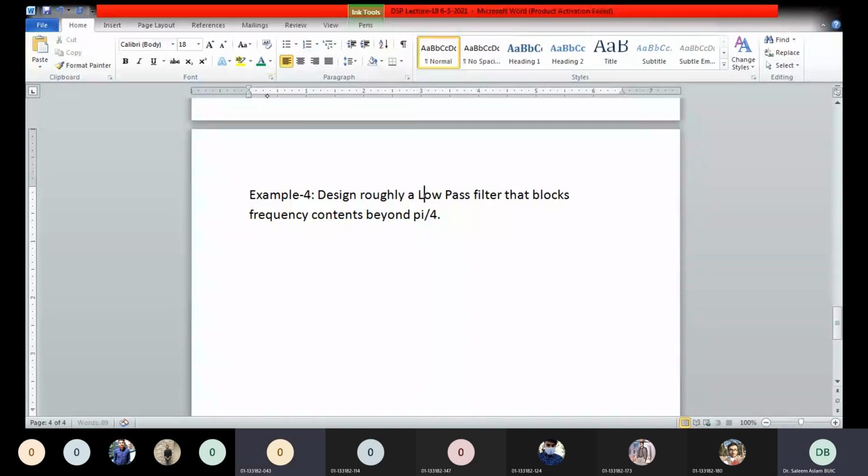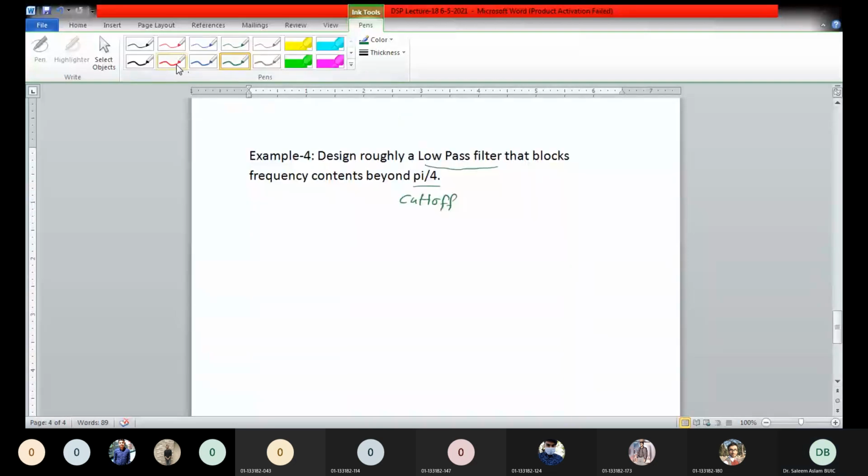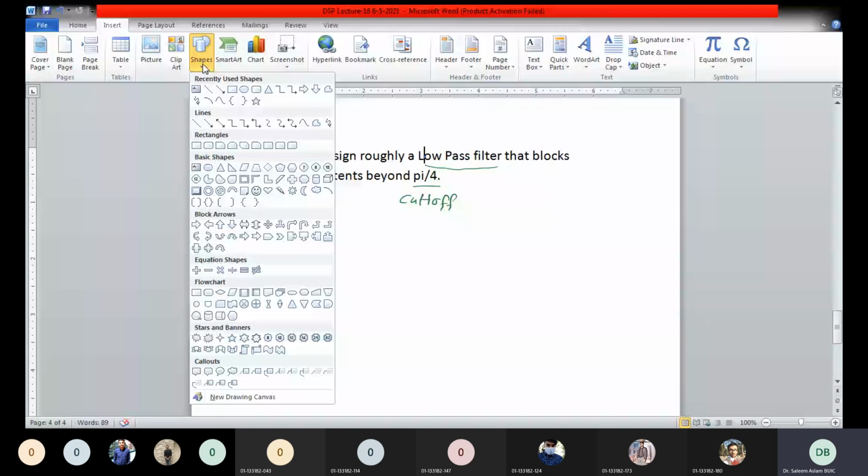Yes, sir. Okay, so we need to design a low pass filter and we are given the cutoff frequency. This is probably the cutoff frequency, and you need to design a low pass filter. So how easy is it to design a low pass filter? Let me draw a circle.